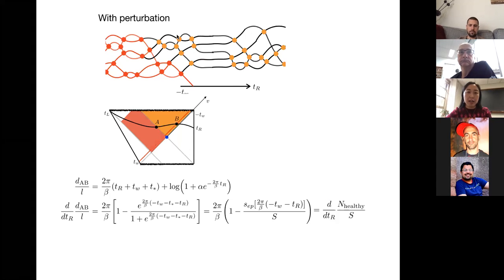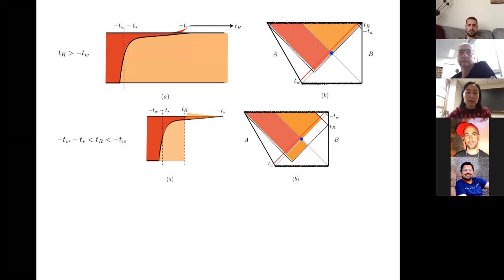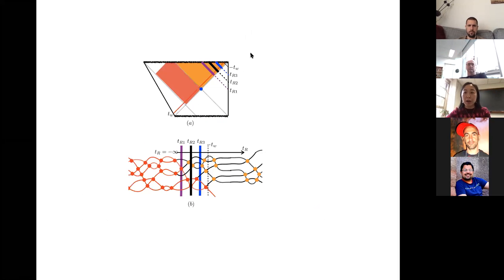So what do we learn from all this discussion? What we learn is that as we decrease the right time here, it is as if we are scanning through the circuit from right to left. These slices here somehow correspond to the healthy gates here. These slices here somehow correspond to the healthy gates here. And these slices here correspond to the healthy gates here.